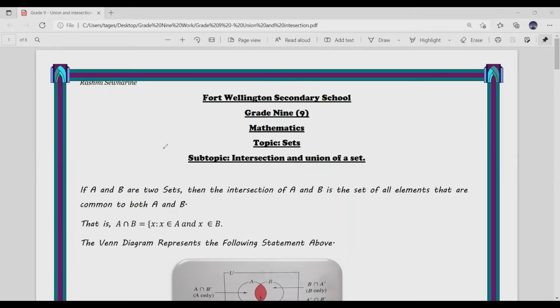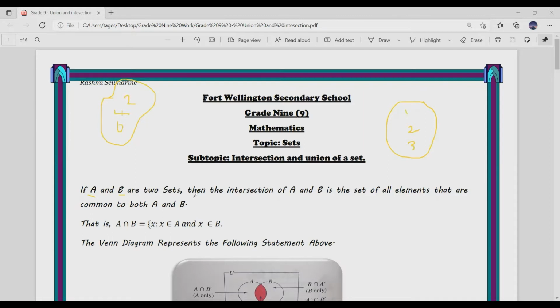All right, so the subtopic being intersection and union of sets. We can say if A and B are two sets, then the intersection of A and B is the set of all elements that are common to both A and B. So let's explain this a bit further. Let's say we have this set here and we have this set here. And we have 1, 2, 3 over here, and over here we have 2, 4, 6.